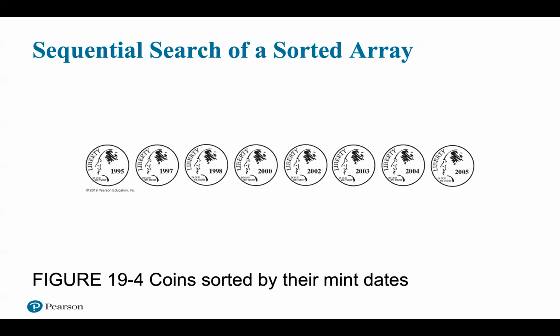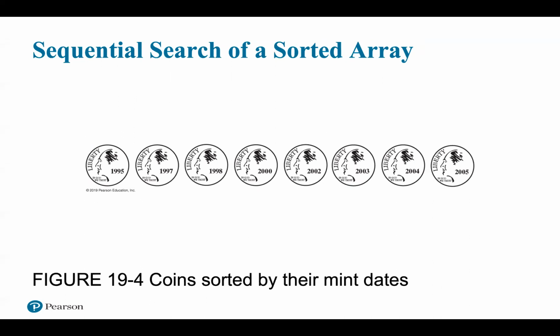So searching a sorted array, a sequential search of an unsorted array is rather easy to understand and to implement. When the array contains relatively few entries, a sequential search is efficient enough to be practical. However, when the array contains many entries, a sequential search can be time consuming.